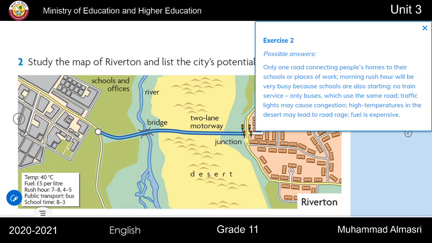You can add to that, traffic lights may cause congestion, as well as high temperatures in the desert may lead to road rage. And finally, fuel is expensive.